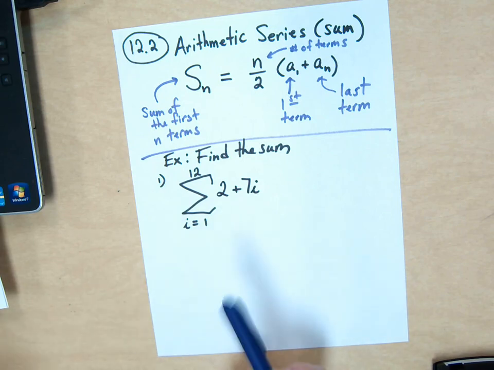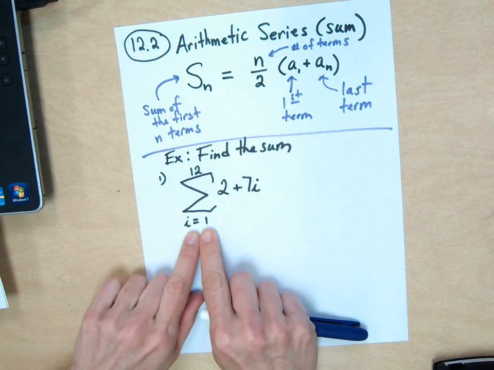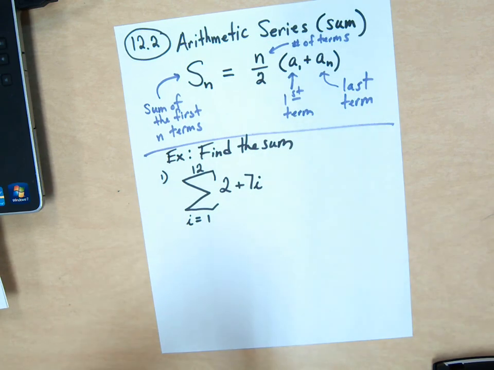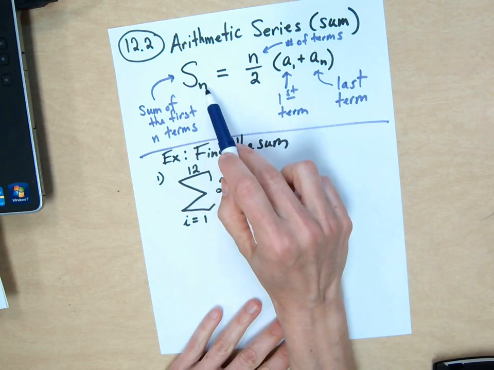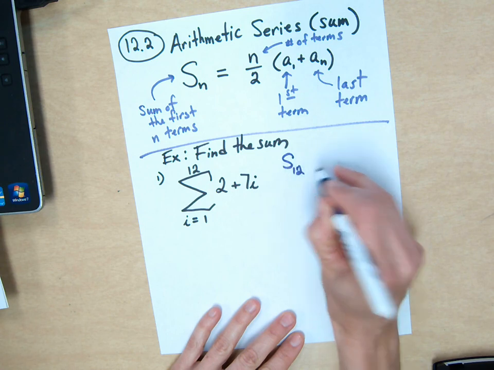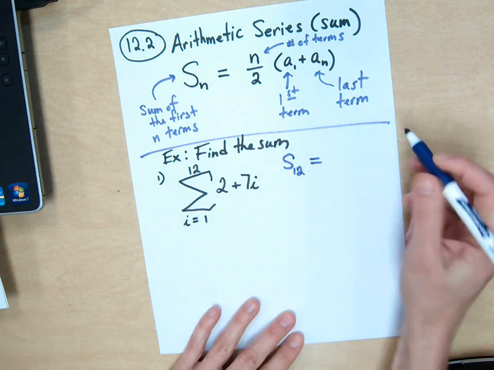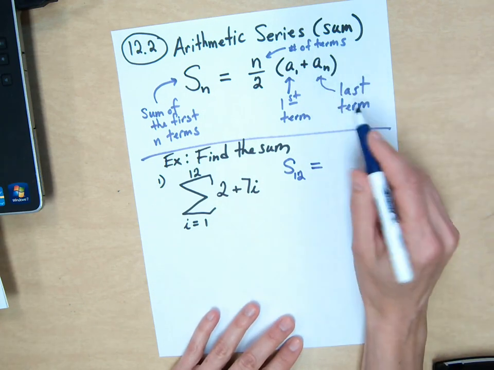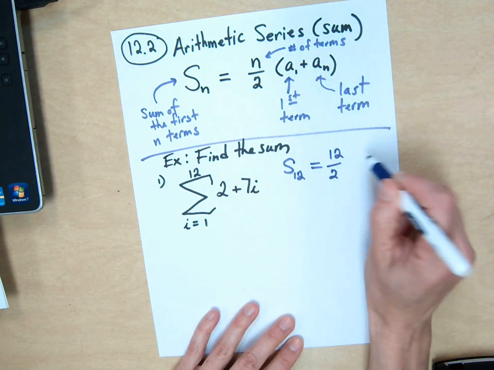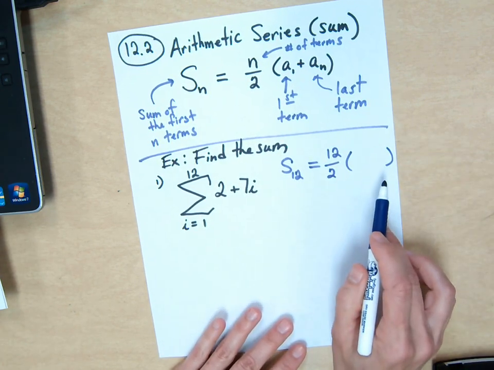Find the sum. So what this is saying is add up these 12 terms, and you get the terms by plugging in the index number into this expression. So let's just try to use the formula. So the sum of the first n terms. So we go S sub 12, sum of the first 12 terms, because it goes from 1 to 12, equals, n is the number of terms. You just told me it was 12. So that 12 gets plugged in for n over 2 times. And now we need to find the first term and the last term, and then we'll have it.